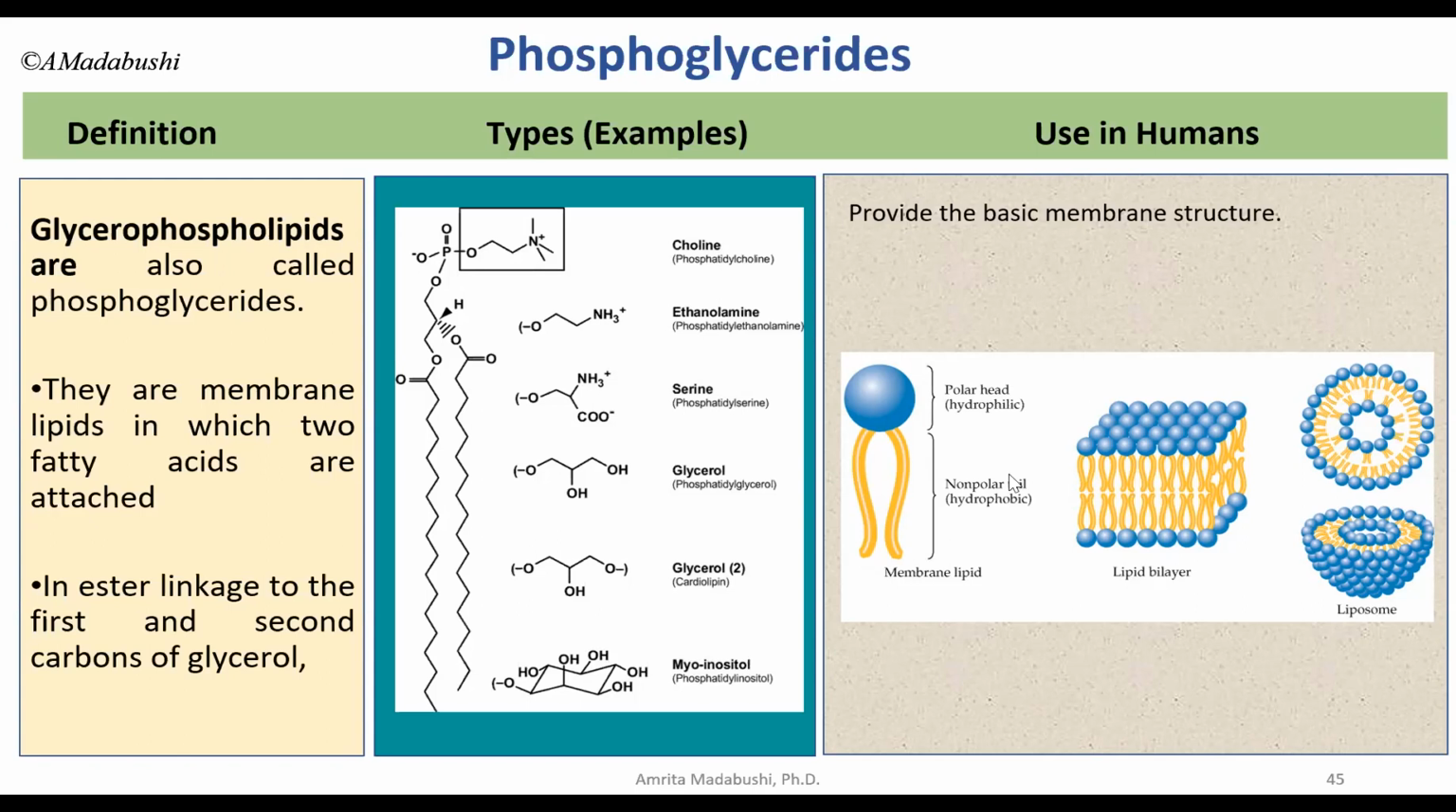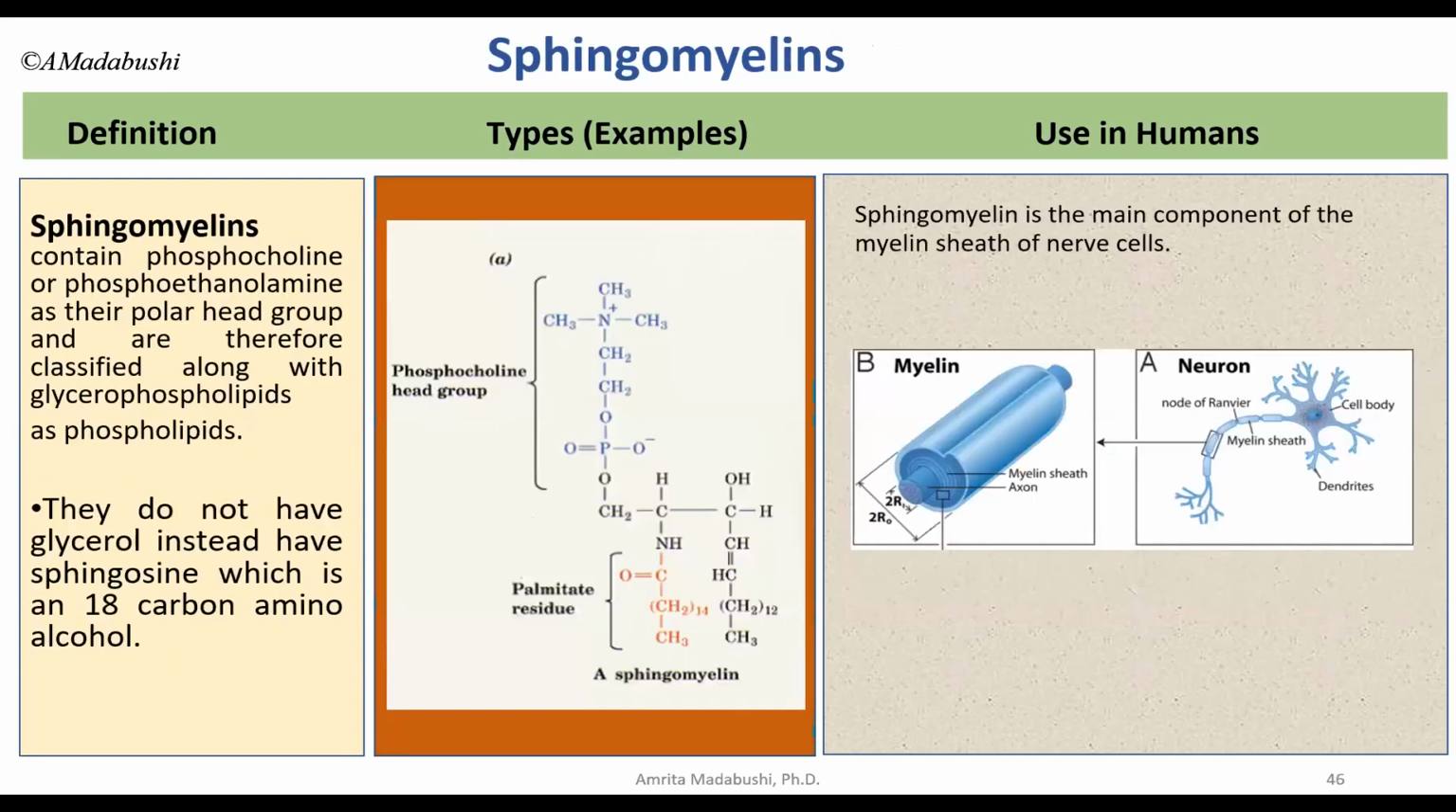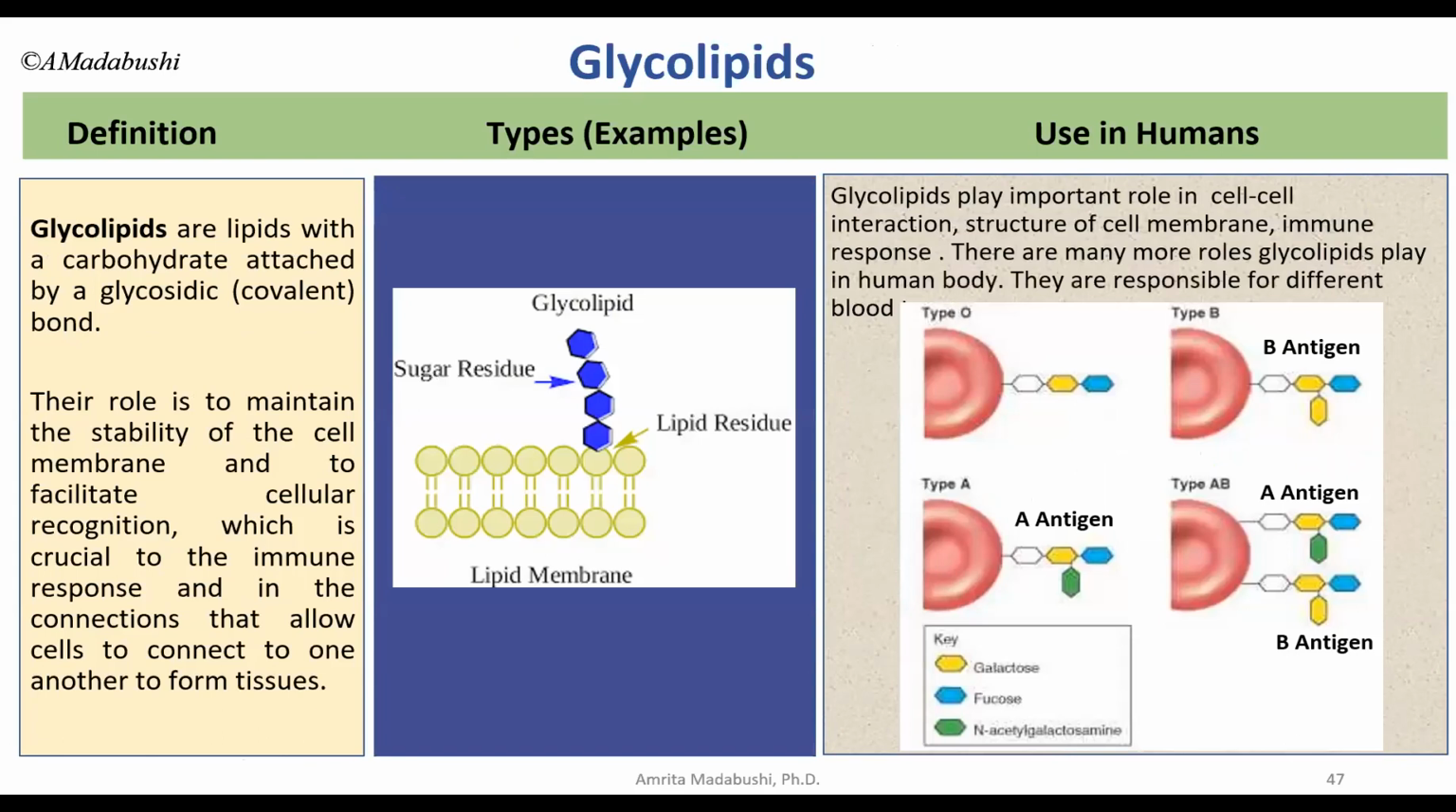Okay. And what is the function? It provides the function in here, and I think there is more discussion of it later. Sphingomyelin, not hard to remember that this is a part of the myelin sheath of nerve cells. And then the glycolipids and their roles in distinguishing different types of blood, or blood typing, or different types of blood cells, RBCs.